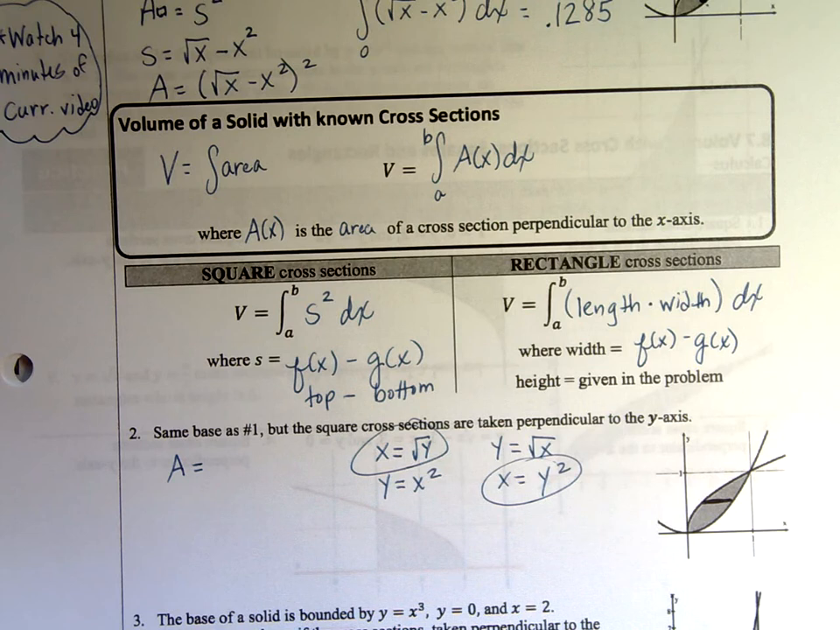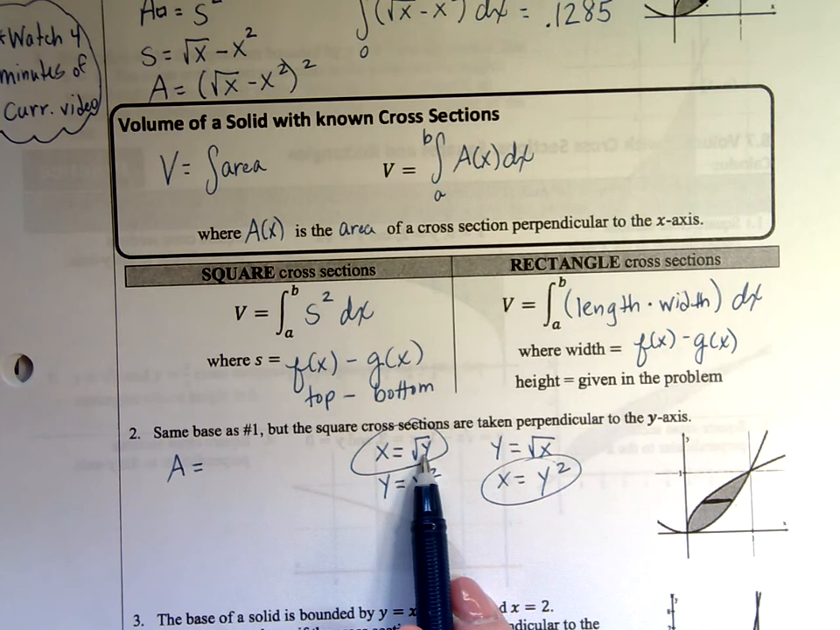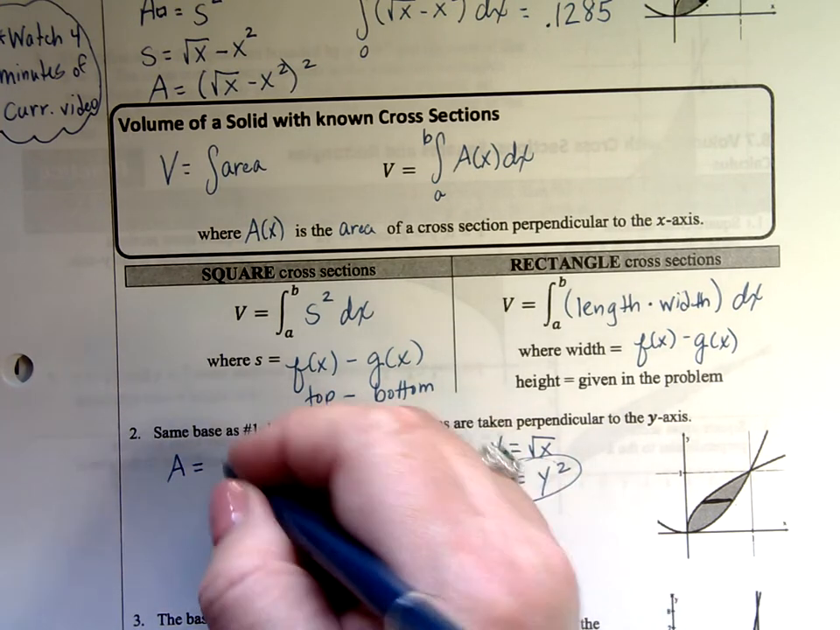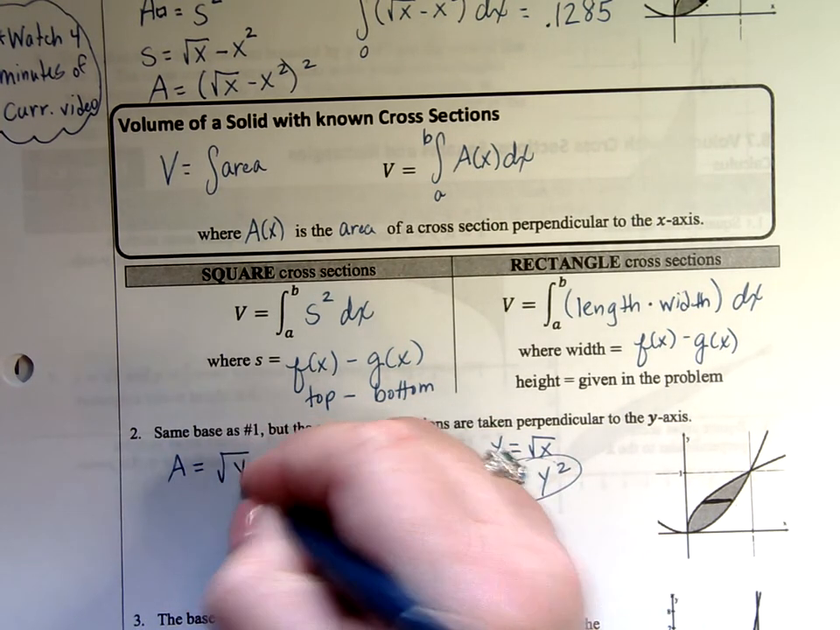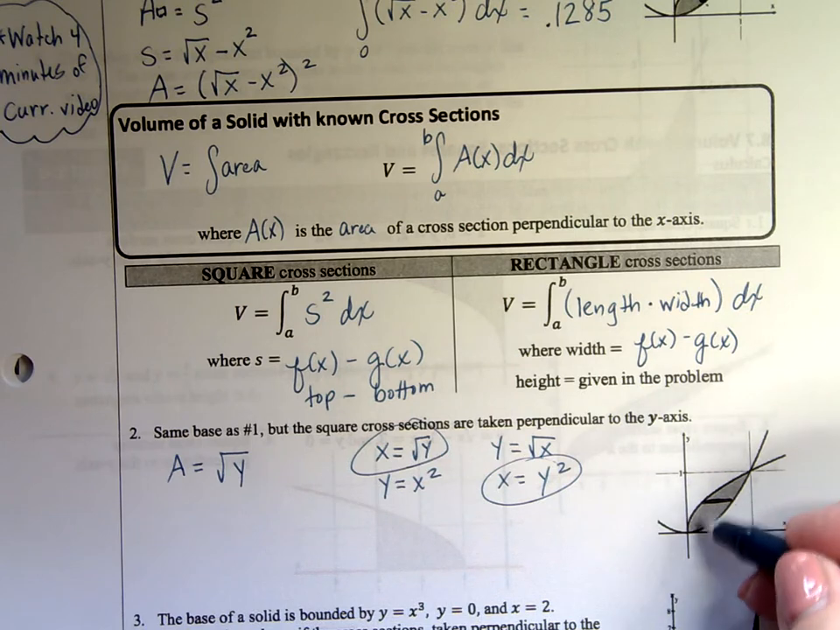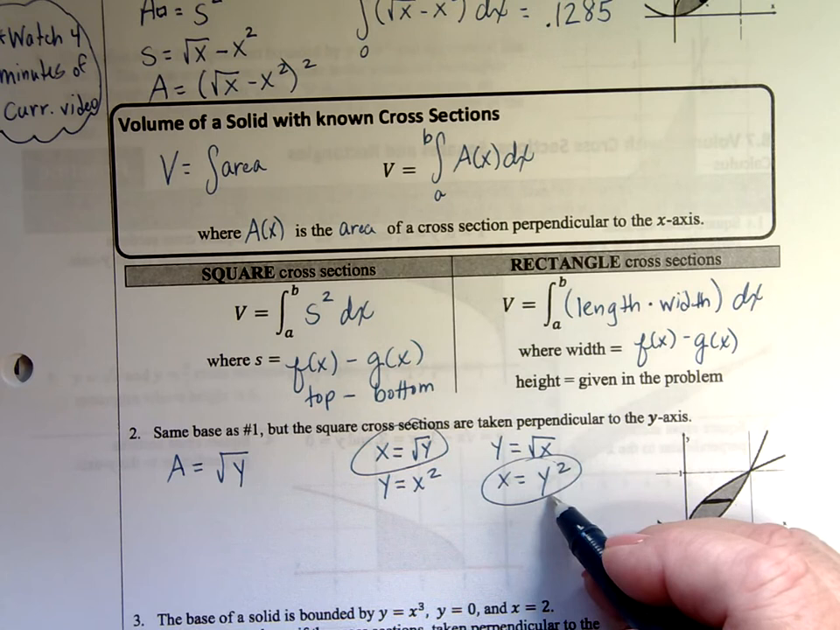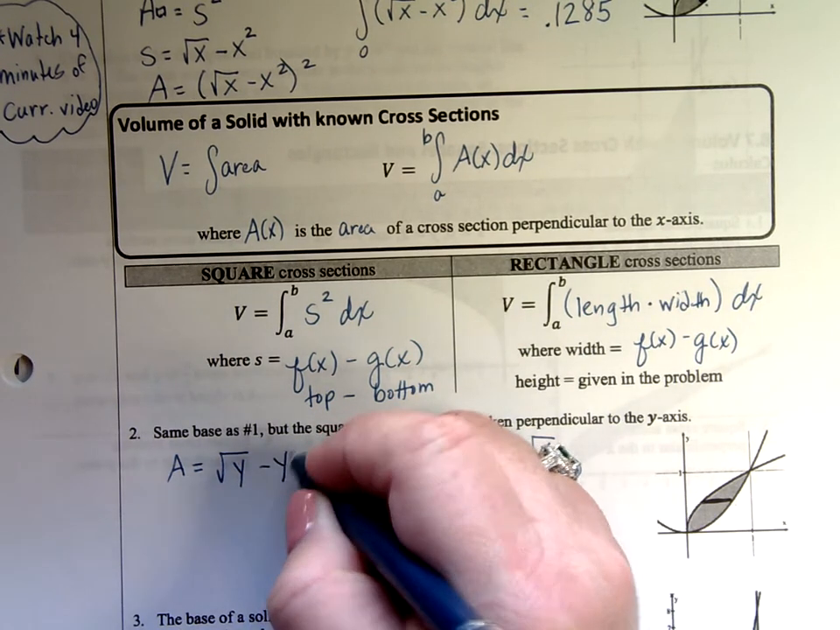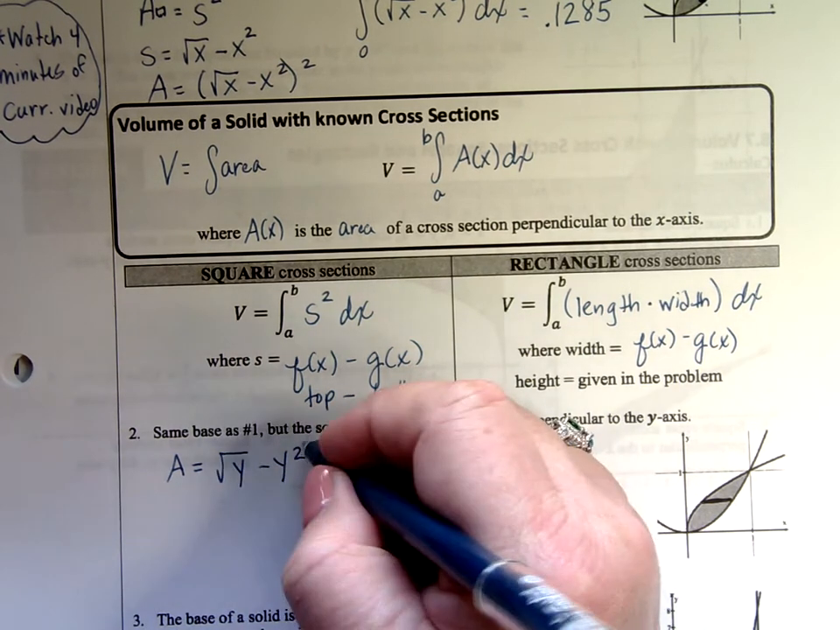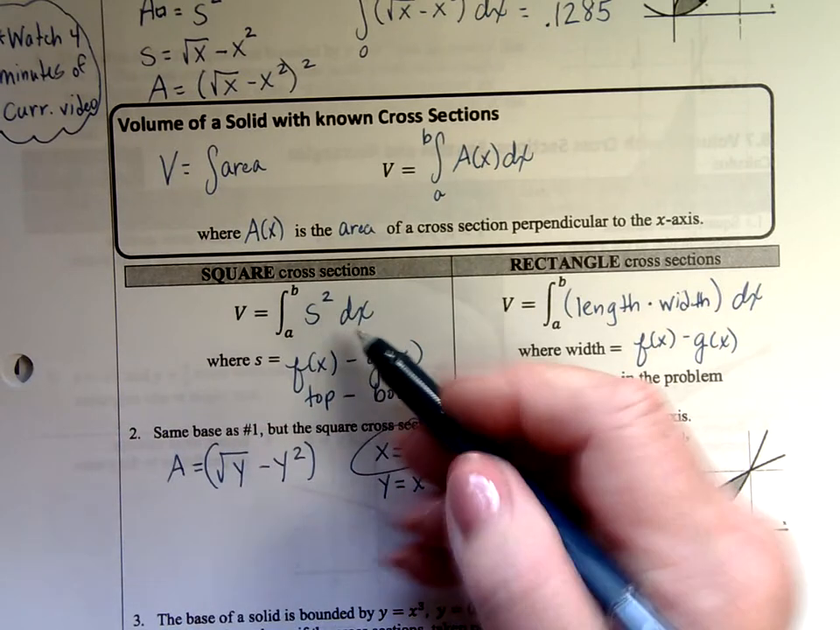The area is a square, so it's the side of the square. So what's the side? The right-hand side touches the x squared graph, so the square root of y is my first thing. And the left-hand side hits the square root of x graph, where x is y squared. Now, what do I do with that area? It's a square, it's side squared.